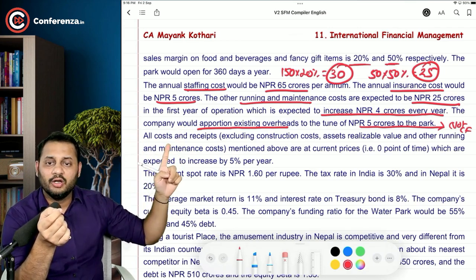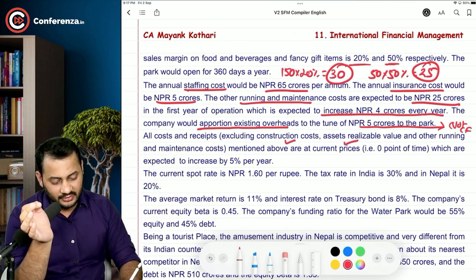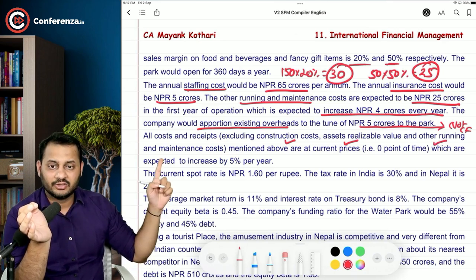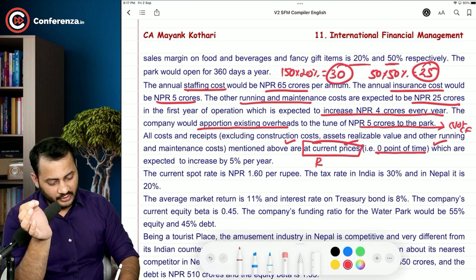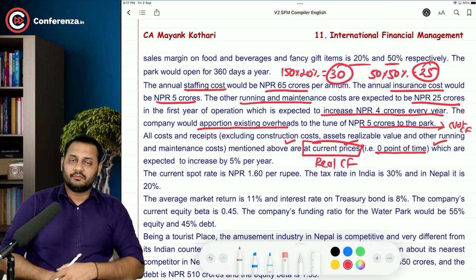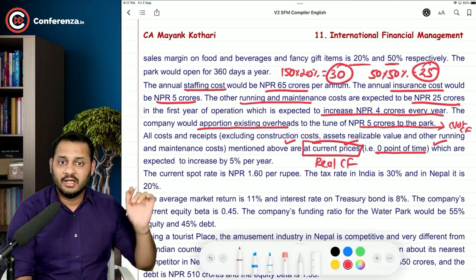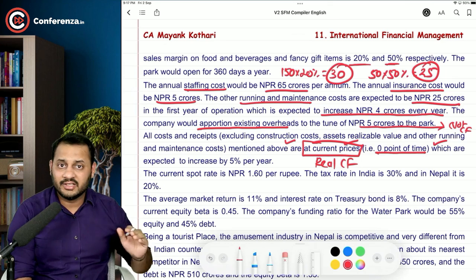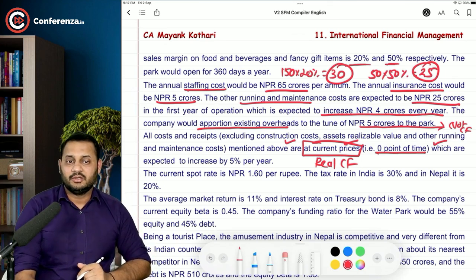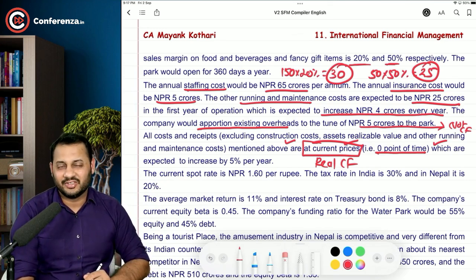All costs and receipts, excluding the construction cost, asset realizable value, and other running and maintenance cost mentioned above, are at current prices, meaning at time 0. You can say real cash flow. So there are some costs: construction, asset realizable, and other running and maintenance cost. Except for this, everything is at real price, which are expected to increase by 5% every year. And this is where you are going to make a lot of calculation.